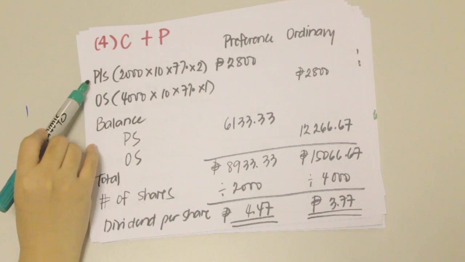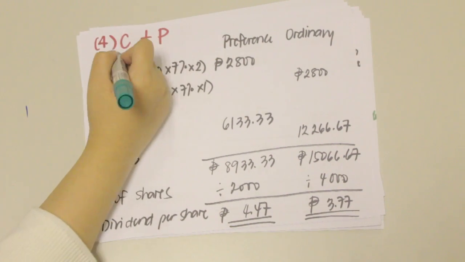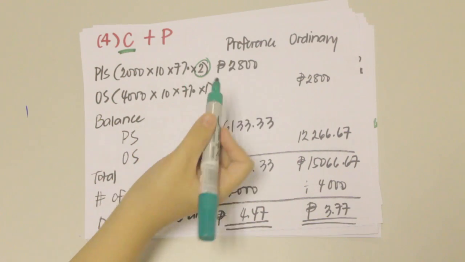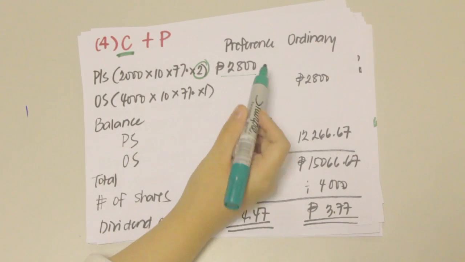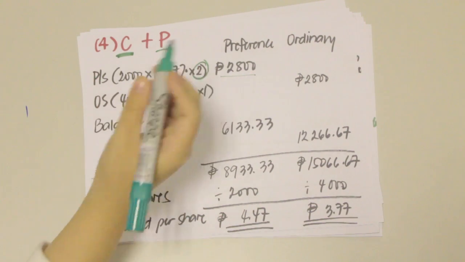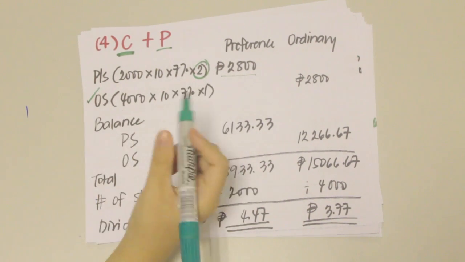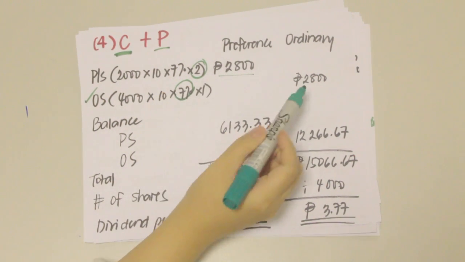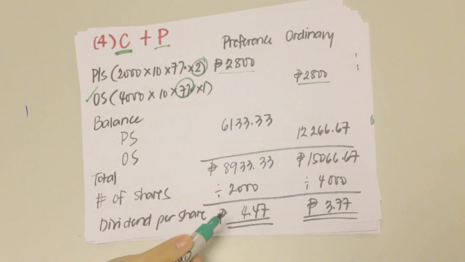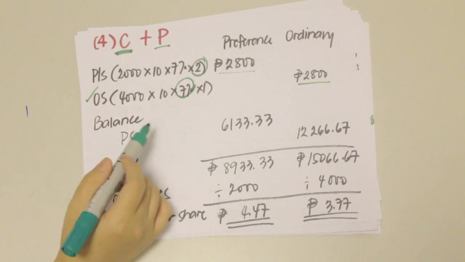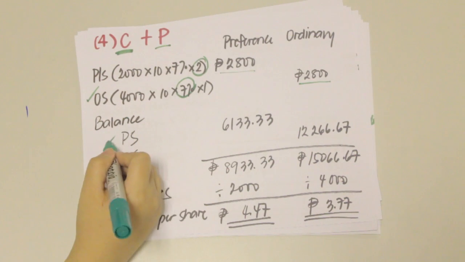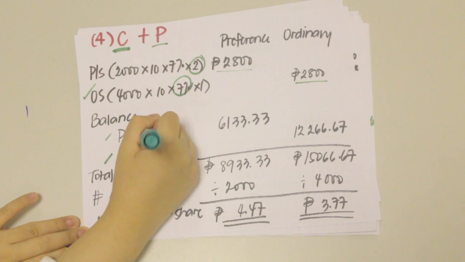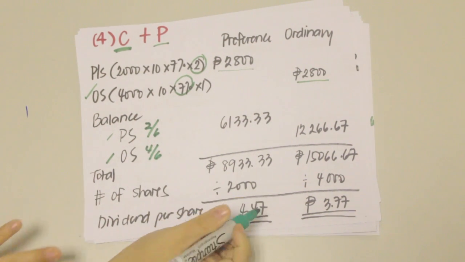we provide for the preference share dividends, but since it's cumulative, you have to provide for 2 years' worth of dividends, which is last year and this year. Again, that's 2,800. And then since it's participating, we need to provide 1 year's worth of dividends for the ordinary shareholders using the rate of the preference shares. So that's 2,800. And then the balance would now be divided between preference shares and ordinary shares according to their value. So that's 2 over 6 for preference shares and 4 over 6 for ordinary shares.